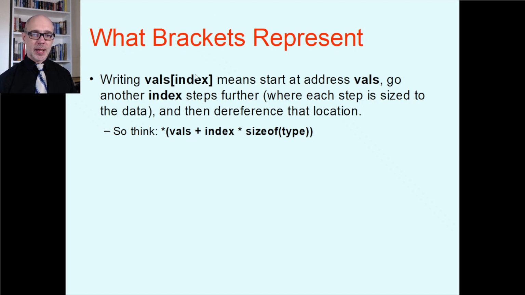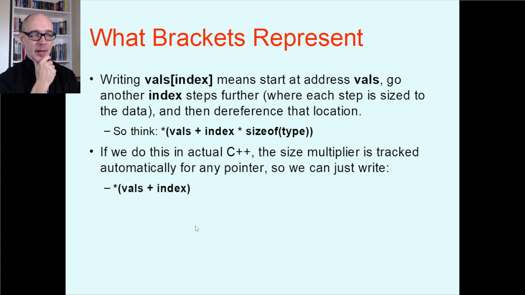So vals[index] is effectively the same as this piece of code here. Go to vals, I mean it's a numerical address, add in a certain number of steps, the index times the size of the type, right? So however many steps down you need to go, find that address, and then finally dereference it and tell me what's sitting there. Really, that's what's happening with vals[index].